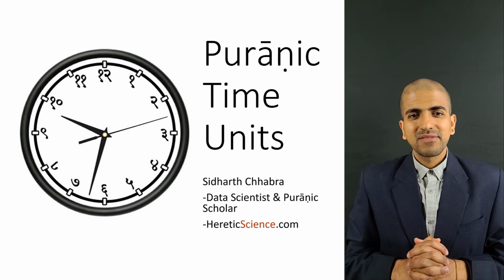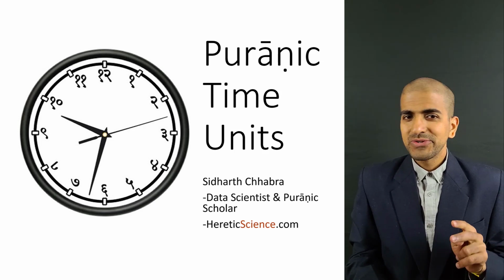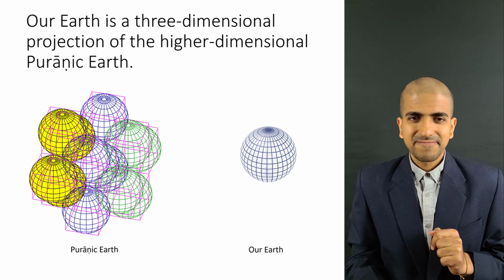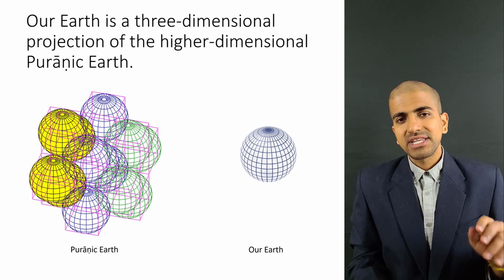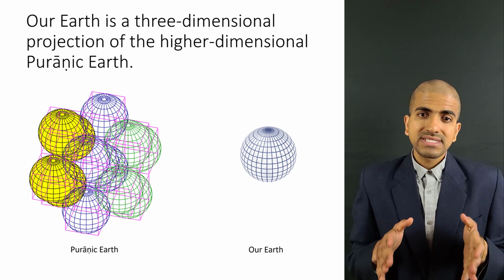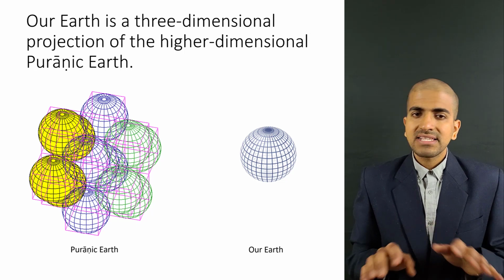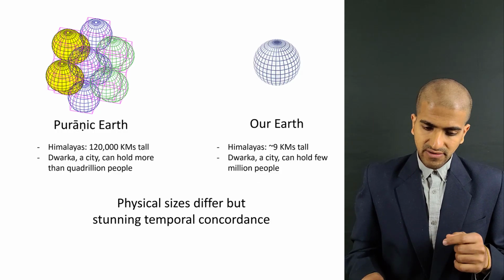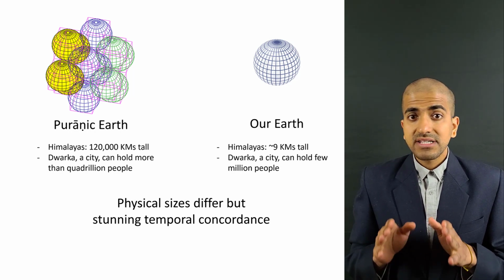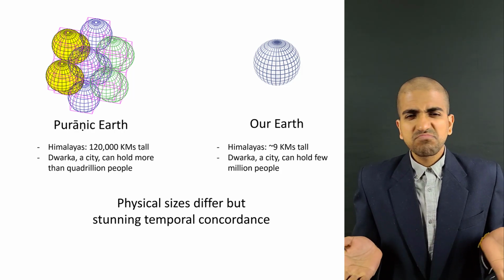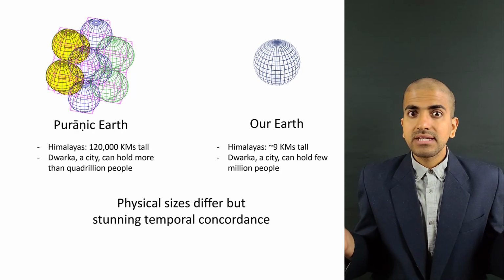Before we begin a discussion on the Puranic Time Units, we should understand that the Puranic Earth and our Earth are two different Earths, two different entities. Our Earth is a three-dimensional projection of the higher dimensional Puranic Earth. I say this because the physical sizes of the geographical features given in the Puranas are vastly different from those of our Earth. For example, the Himalayas in the Puranas are more than 100,000 kilometers tall. Even the most primitive people can differentiate between 10 kilometers and 1,000 kilometers.